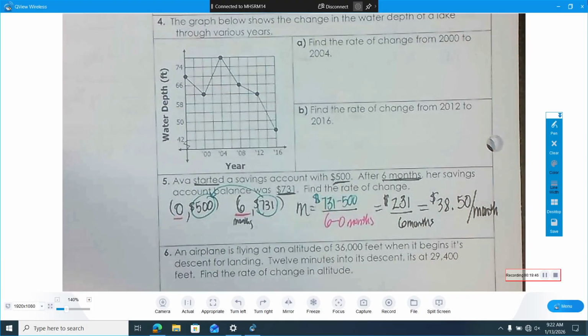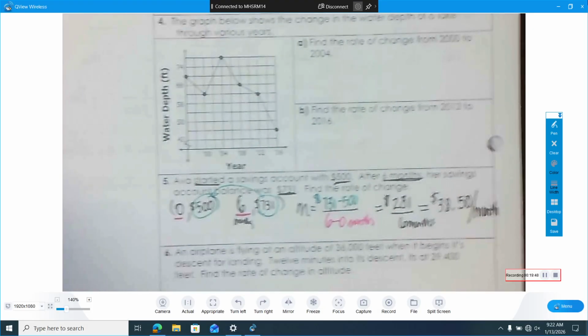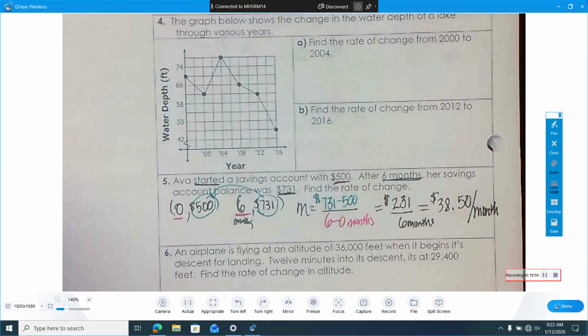Okay. Do you guys have questions for me? No. All right. You guys are basically figuring out slope today.